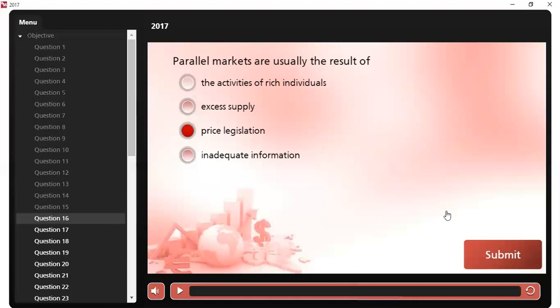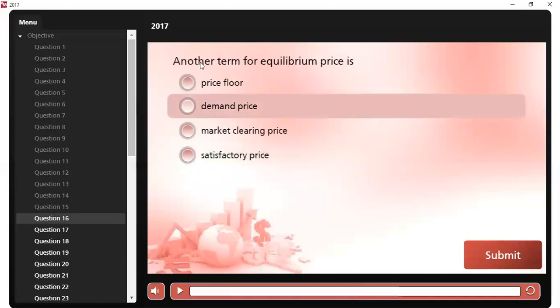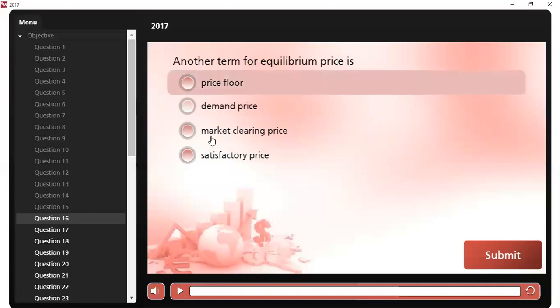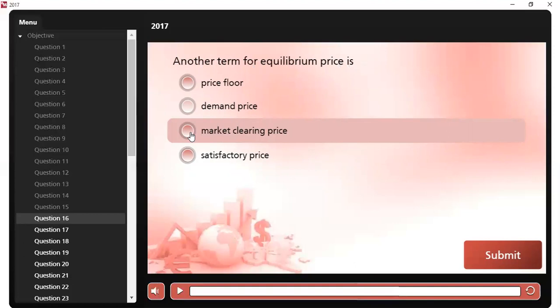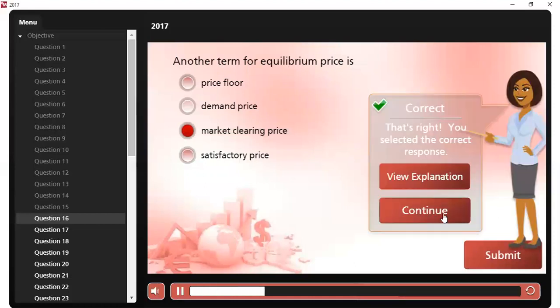Question 16. Another term for equilibrium price is, well, equilibrium price can also be called market clearing price. And don't you forget, at equilibrium, a price at which is the point where a price at which quantity demanded equals quantity supplied. So our right answer has to be C.